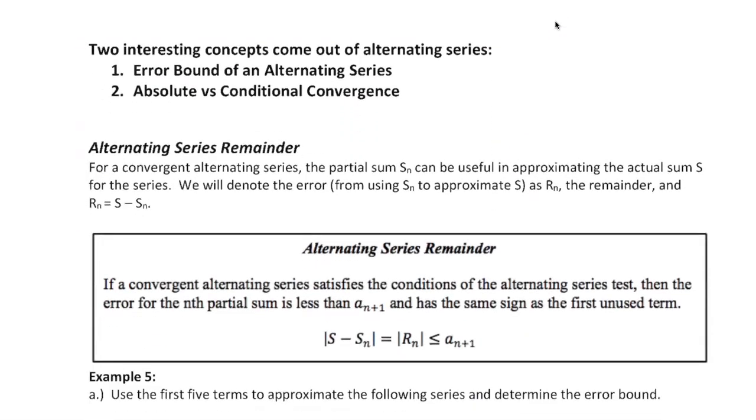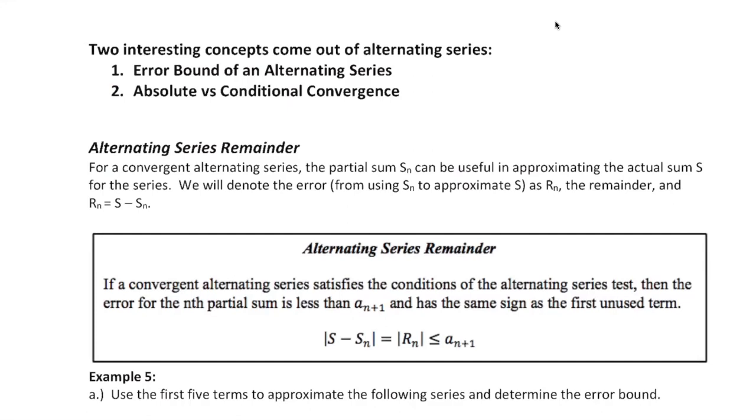What is unique about an alternating series is that we can use partial sums to estimate pretty precisely what the actual sum is, okay? And anytime we use an approximation strategy, it's only any good if we can know exactly how accurate that estimation is. And so that leads us to this concept of the error bound, which we're going to talk about today.